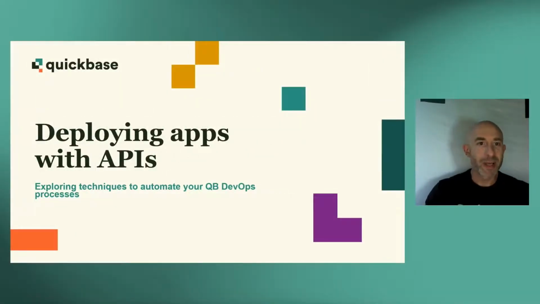Okay, welcome everybody. This session is deploying apps with APIs, and we're going to explore the techniques to automate your QuickBase DevOps processes. These might be things like application lifecycle management, continuous integration, continuous deployment processes you might have set up, software development lifecycle.